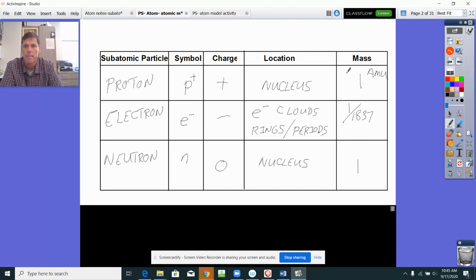So pretty much it's meaningless. In reality, we say the mass of an electron is 0. You would have to have 1,837 of them in one spot to equal the mass of a proton. Not happening. Okay, so hopefully that makes sense.